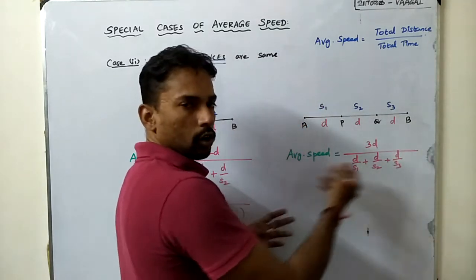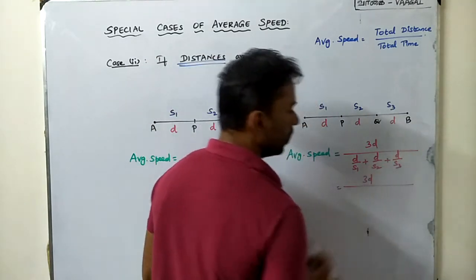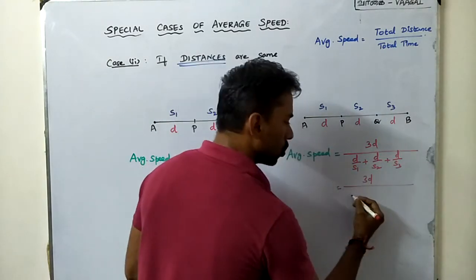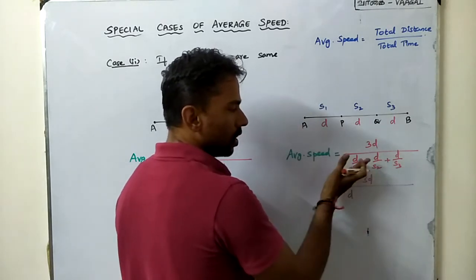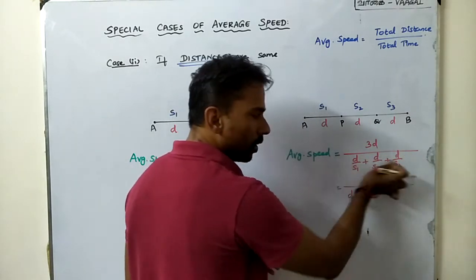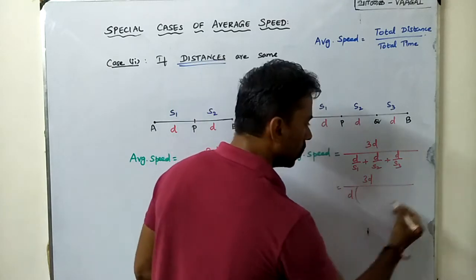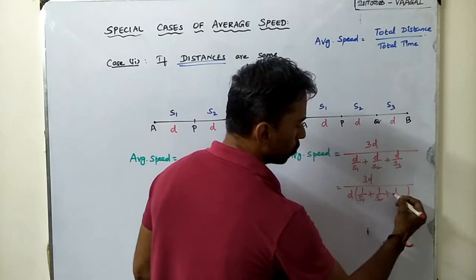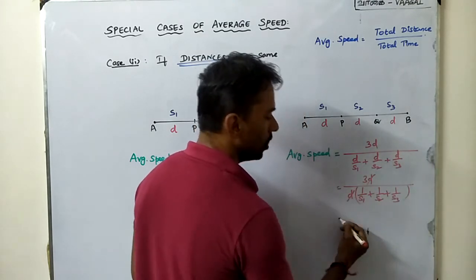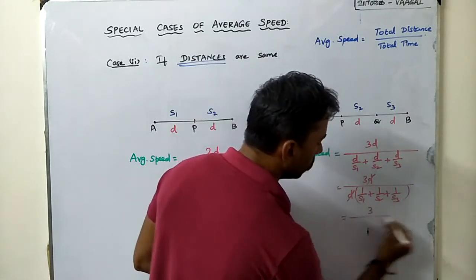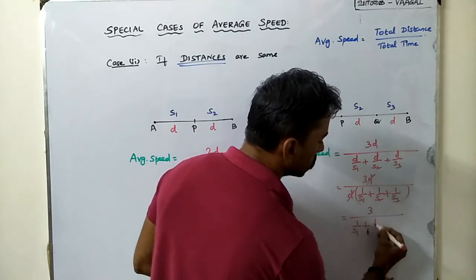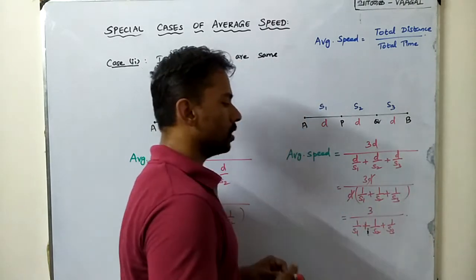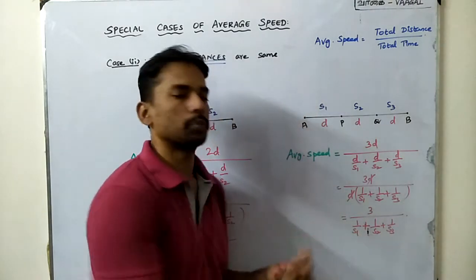Again, as we did here, we can take 3D divided by, and here also we can take the D in the numerators as a common factor. In the denominators, we have three fractions, and in all three fractions I have a common numerator D. That D I am removing as a common factor. So inside I will be having 1 by S1 plus 1 by S2 plus 1 by S3. Again, I can cancel D and D. So finally we will have 3 divided by 1 by S1 plus 1 by S2 plus 1 by S3. So when we have three speeds, the average speed is going to be this expression.